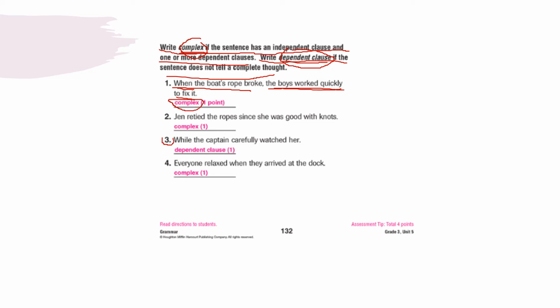Let's move to number 3. While the captain carefully watched her. While is a subordinating conjunction, right? And then, while the captain carefully watched her. Do you think that this is a complete thought, or you have to think about what happened while the captain carefully watched her? It is incomplete because this is only a dependent clause. So the answer for number 3 is dependent clause.